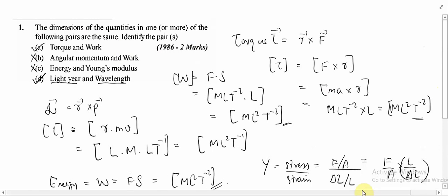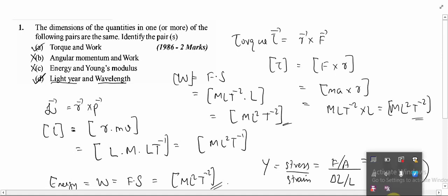Sorry, I have made a mistake. Light year is defined as the distance traveled by the light in a year. So that's the definition of light year. So light year corresponds to distance and wavelength also corresponds to distance. So option D is correct. Option A and option D are the correct options. So thank you. Hope you understood the solution.